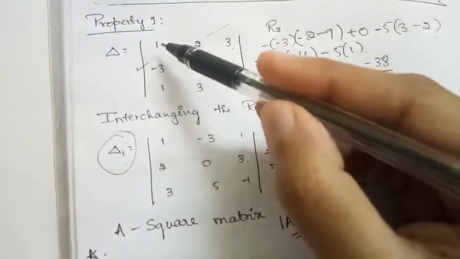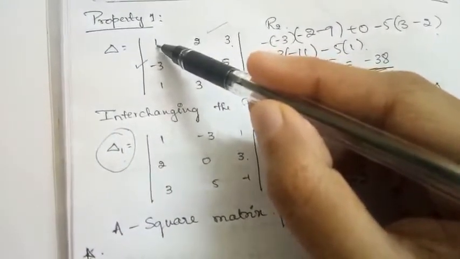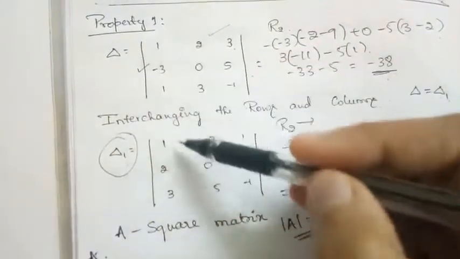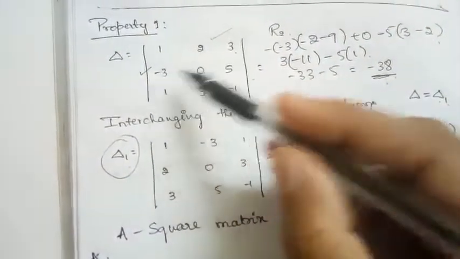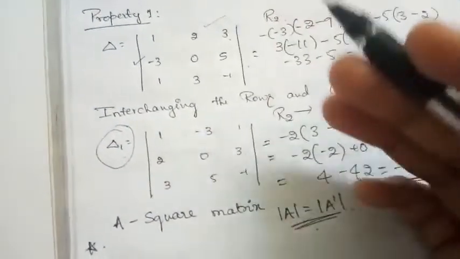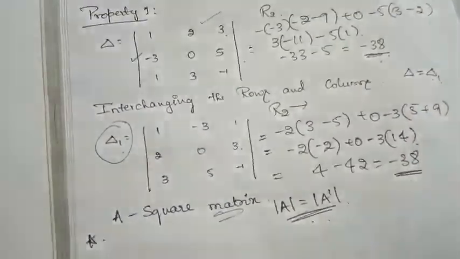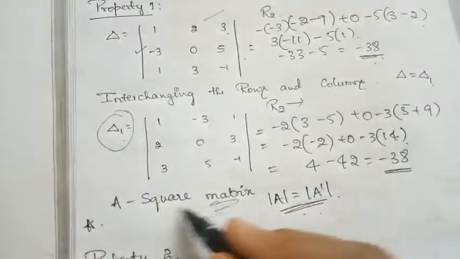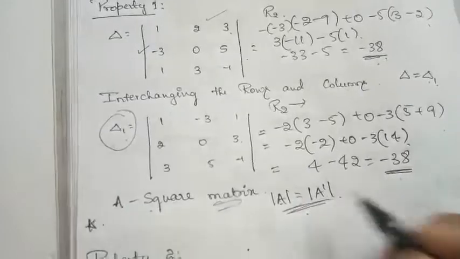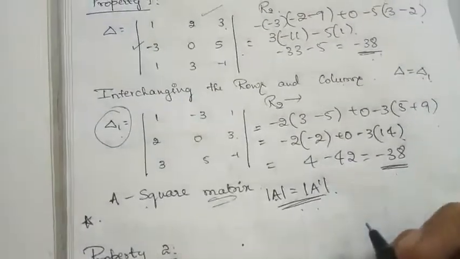So here what I have taken is the first row of the determinant delta interchanged into the first column, second row into second column, third row into third column. So that is nothing but transpose when it comes in the matrix notation. So that is only saying if A is a square matrix, then the determinant value of that matrix is equal to the determinant value of the transpose of that matrix.